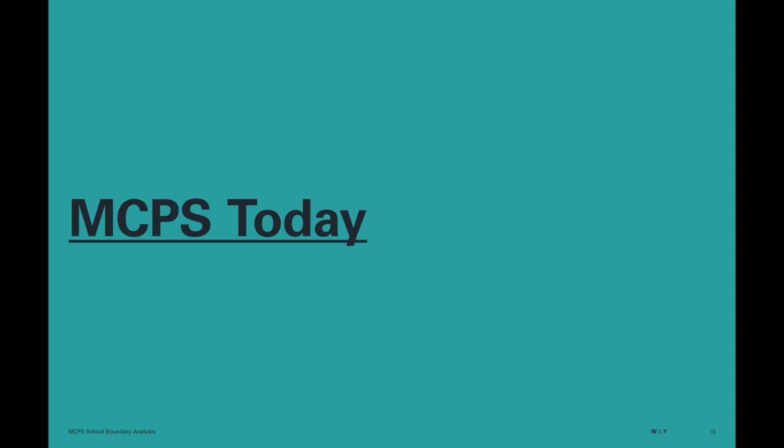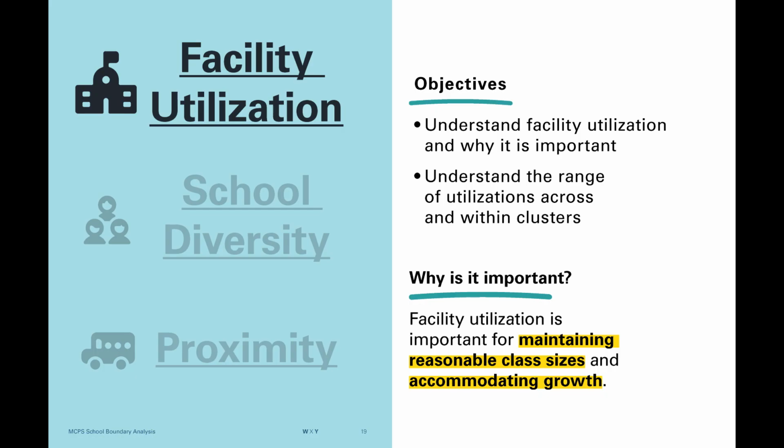The approach of our analysis first looks to understand the three lenses and why they're important to MCPS, and second, develop a shared understanding of the issues impacting these factors through community engagement and data analysis. We're first going to look at facility utilization as the first of three lenses.